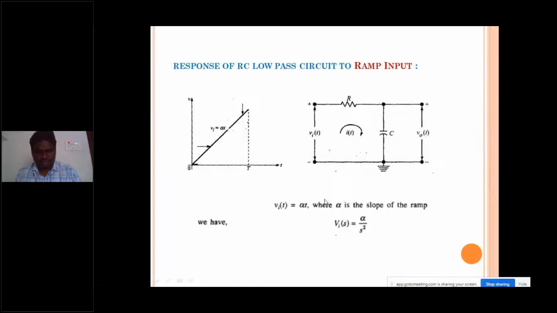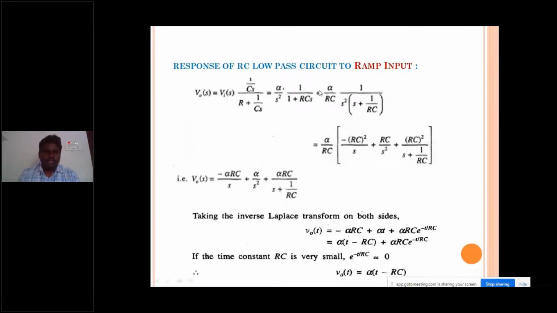Then I'm finding out the response, the output voltage across the capacitor. For that I am writing the Laplace transform of this input. Input Vi of T is equal to alpha into T, Vi of S is equal to alpha by S square. That is the Laplace transform. So this is the output voltage, which means I'm almost calculating the transfer function of this.